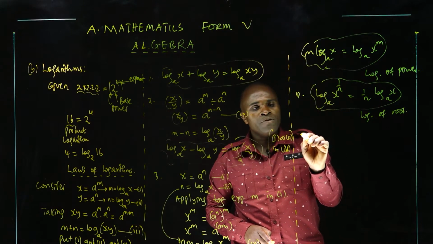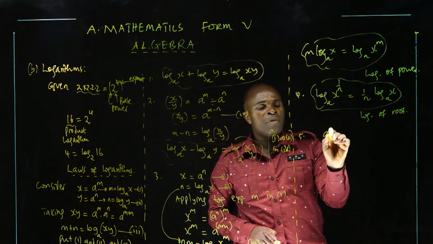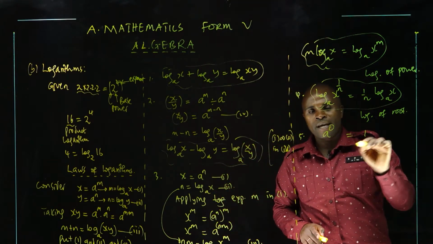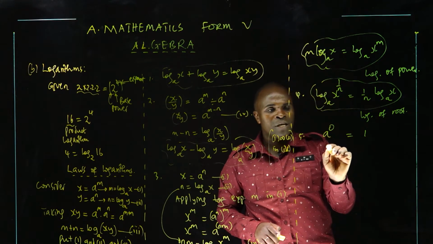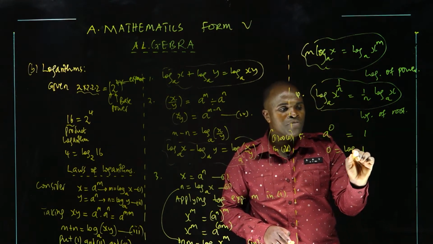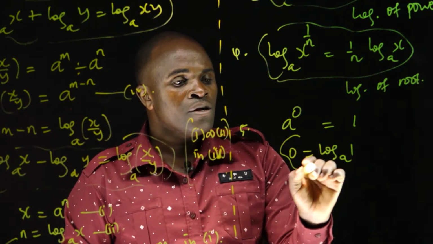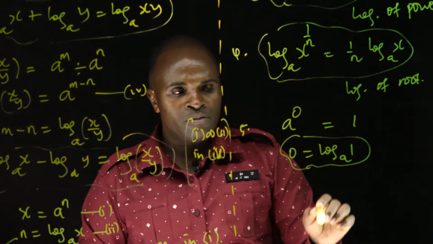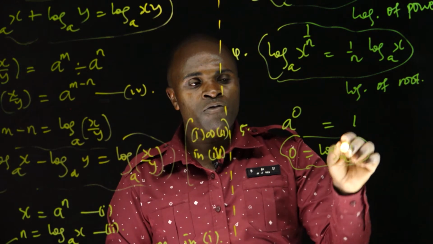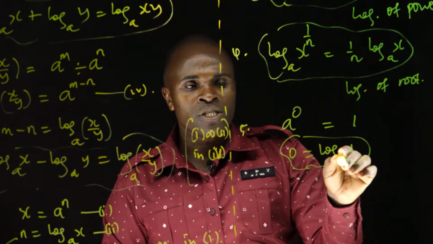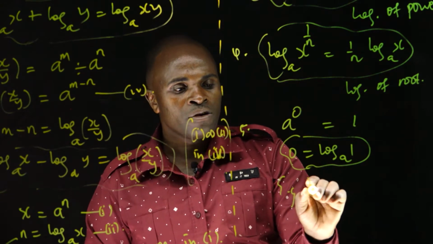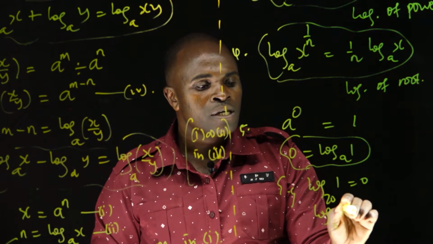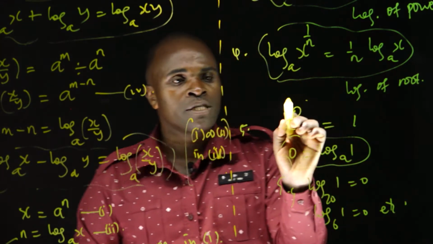Again, we know that any number power 0, let's say a power 0, is 1. Now suppose you write this in logarithmic form. We simply have 0 equals logarithm of 1 base a. So clearly we say logarithm of 1 to any base is always 0. It means logarithm of 1 to base 20, the answer is 0. Logarithm of 1 to base 60, the answer is 0, etc. This is another important rule here.